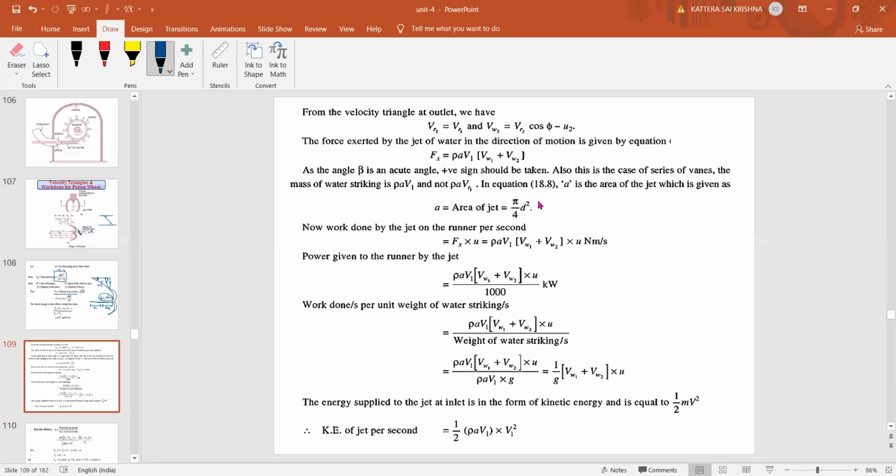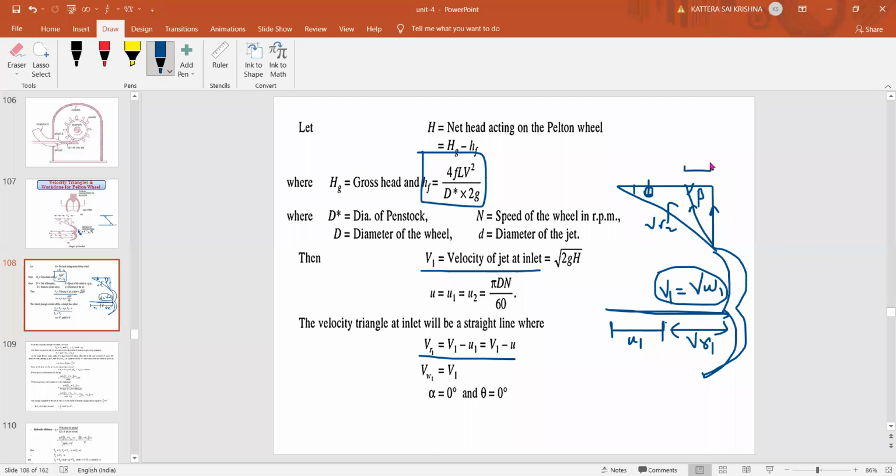So already we know here, since if you don't have any losses, we can take directly VR1 equal to VR2. And from the outlet triangle, if you see here, this value is VW2. And from here to here, it is U2, right? So for finding VW2, we need to take this total length minus this U2. If you do, you'll get VW2.